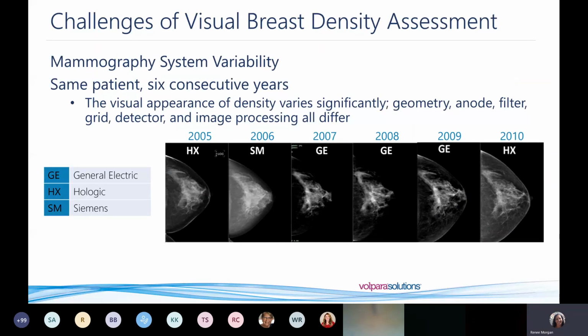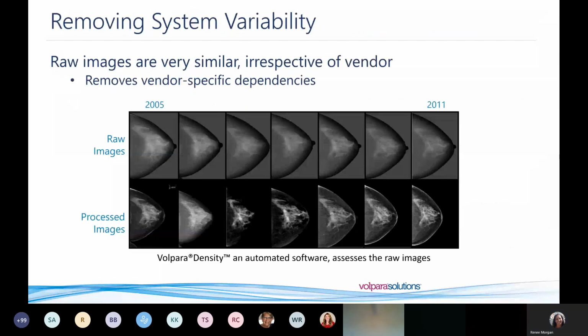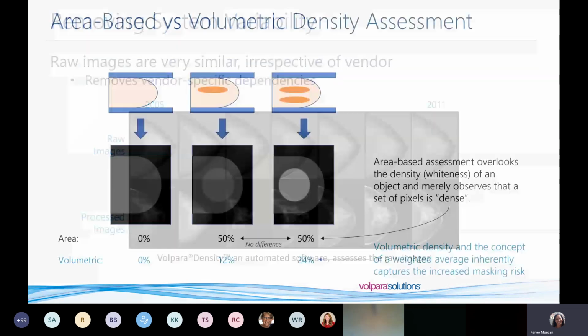Mammography system variability can get in the way. Here we have a nice example of the same patient imaged over 6 years, and you can see the visual appearance of density varies from unit to unit: GE, Hologic, and Siemens. So the key is to remove the system variability, and that is done by assessing the raw images, and we see that they're very similar irrespective of the vendor. Volpara Density is an automated software that uses raw data, raw images, to assess breast density.